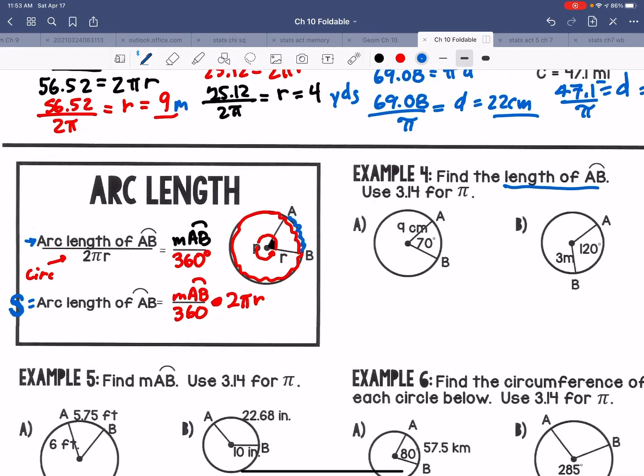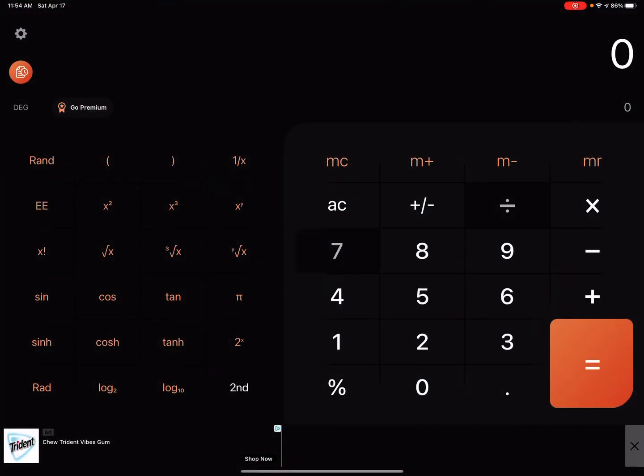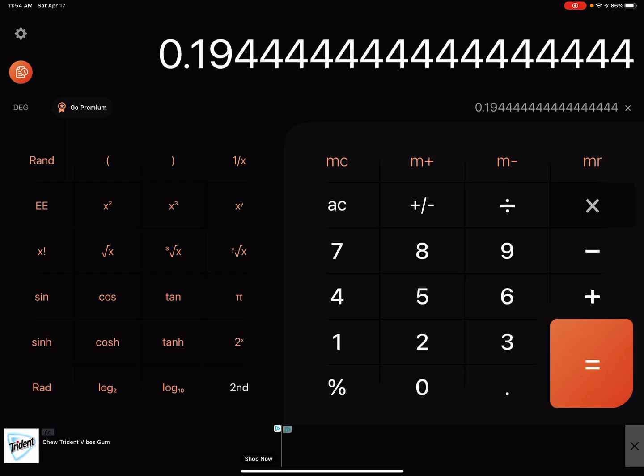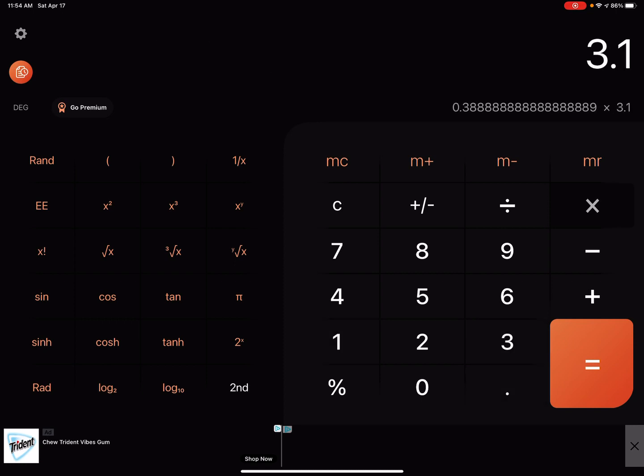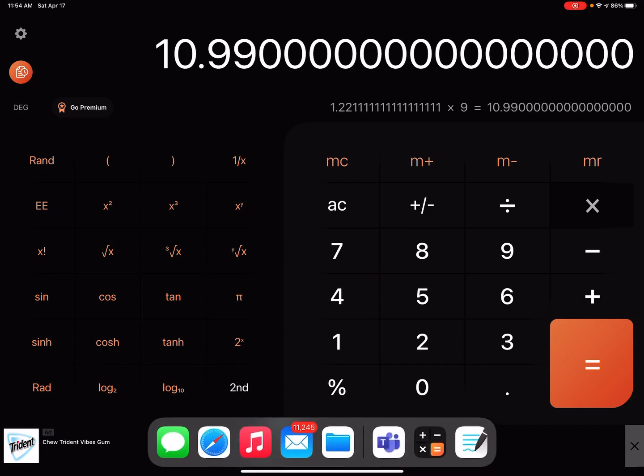So here they've asked us to solve for the length. We'll say S is equal to the measure of the arc, 70, out of 360, using this formula right here, times 2 times pi times the radius 9. So I've got to put all that in my calculator. 70 divided by 360 times 2 times pi times r, which was 9. Okay, we get 10.99.